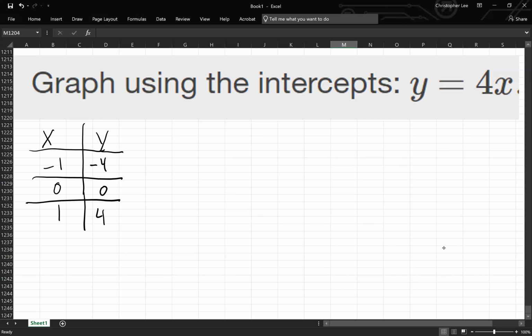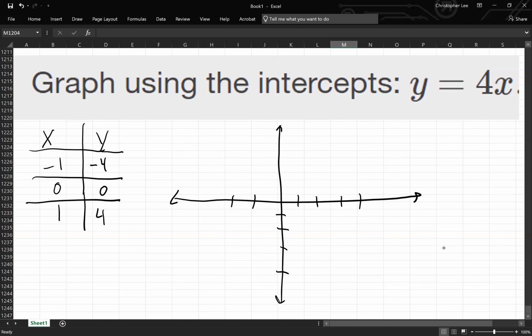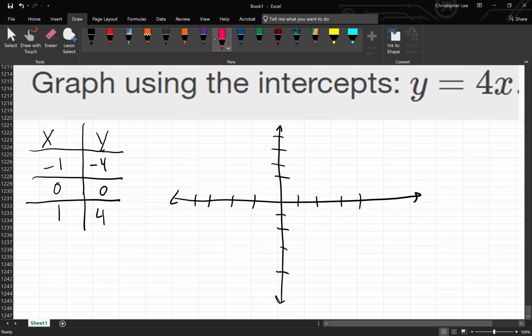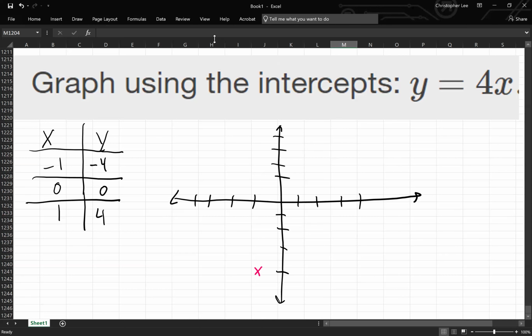Okay. So now I'm just gonna go straight to the graph. 1, 2, 3, 4. 1, 2, 3, 4. Okay. So I want -1, -4. So come across the -1, go down to -4. Okay, here. Then I have 0, 0, the origin. Then I have 1, comma 4.